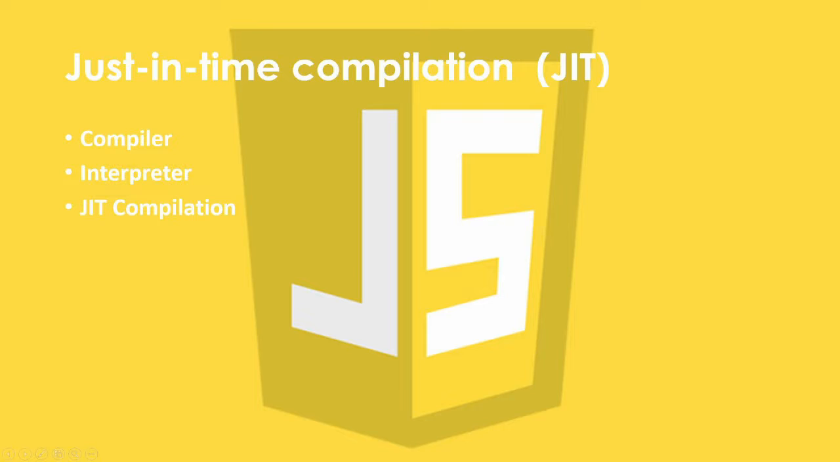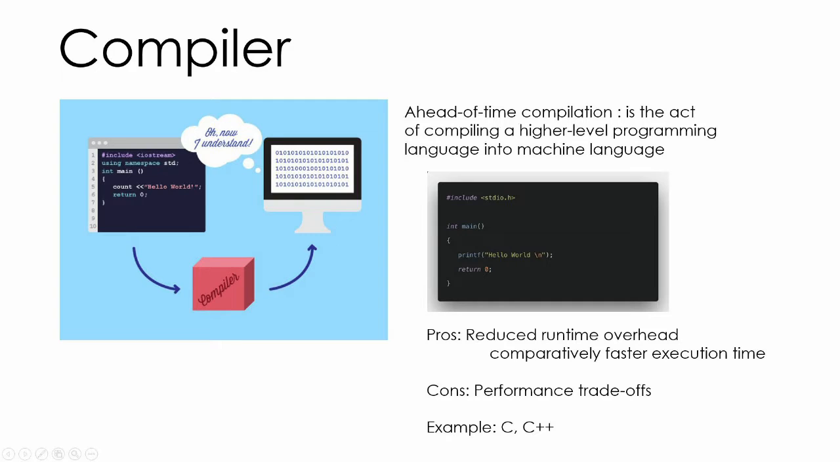Now let's explore compiler. How does compiler work? In simple words, compiler scans the entire program and then translates it into machine code. What are the pros of this approach? It reduces runtime overhead, but there are a lot of cons.